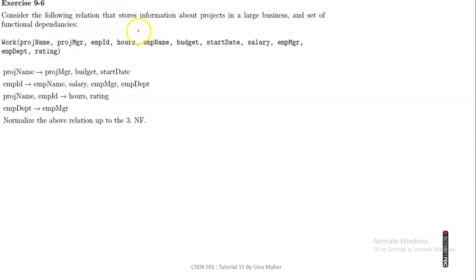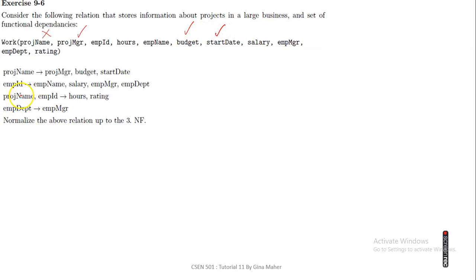Consider the following relation that stores info about projects in a large business and a set of functional dependencies. The relation is called work. We have project name, project manager, employee ID, hours, name, budget, start date, salary, employee manager, department, rating. Project name implies manager, budget, start date. So if we have the project name, we can get the manager, the budget, and the start date.